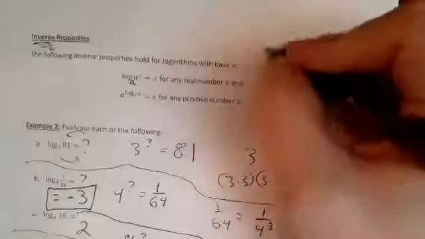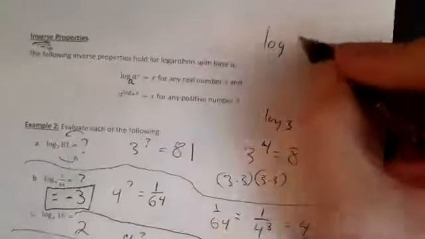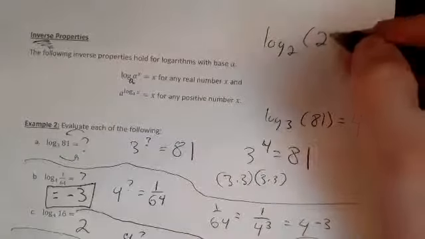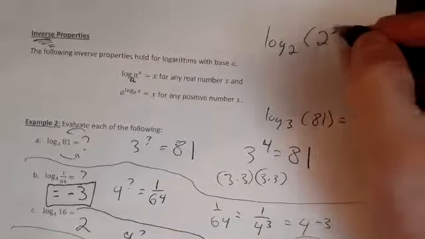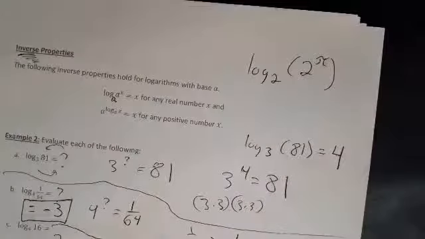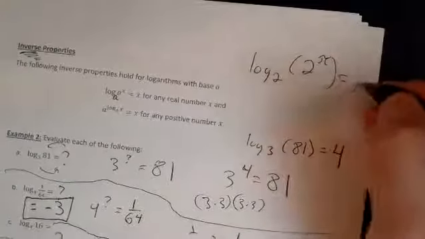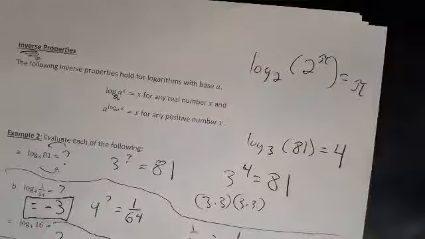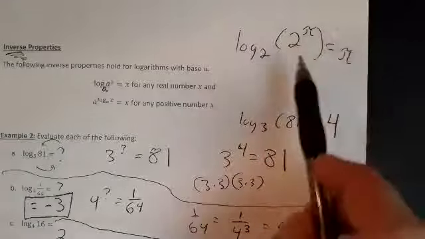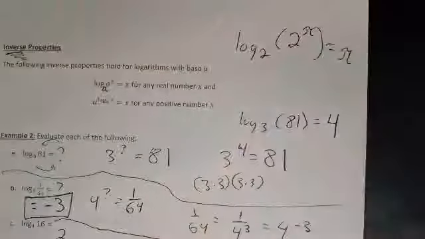But even if I give you another example, log base 2 of 2 to the, I don't know, pi, just to throw in a weird number. This is going to be that thing that's up there. It's going to be the pi. It's whatever is up here. These two things are inversing each other.